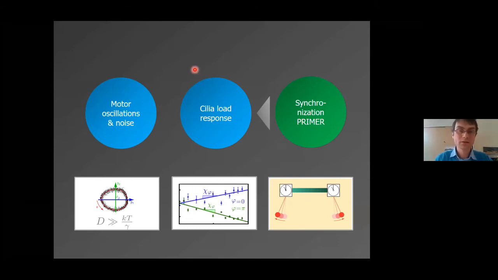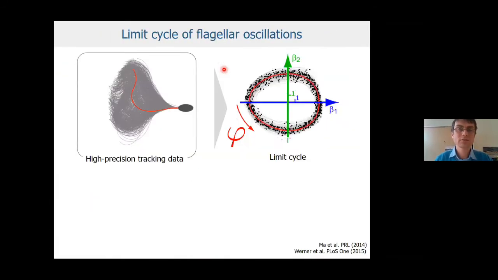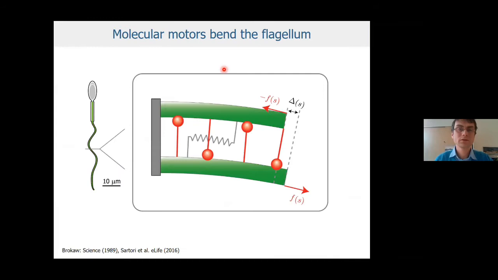Maybe I can quickly go back to that. I was wondering about the bending. Yeah, so the motor activity gives rise to a shear displacement, and because the filaments are attached at the proximal base, this shear displacement can only be accommodated if the whole structure gets bent.